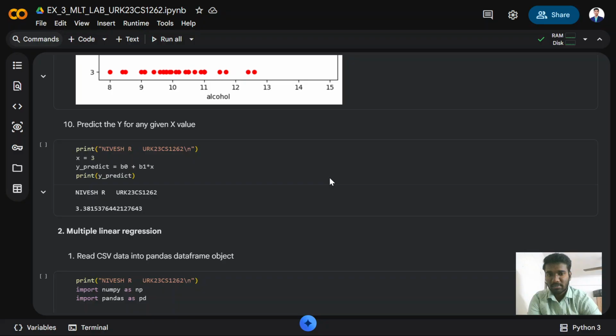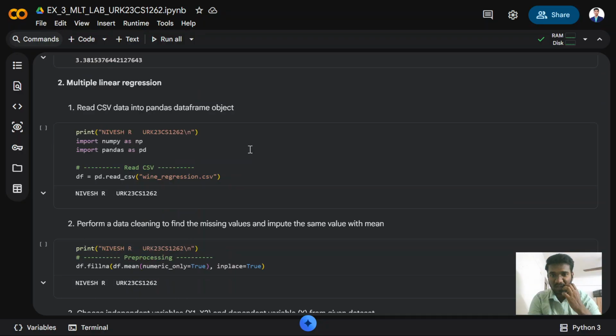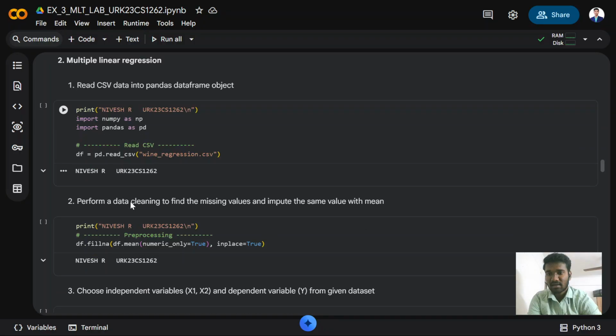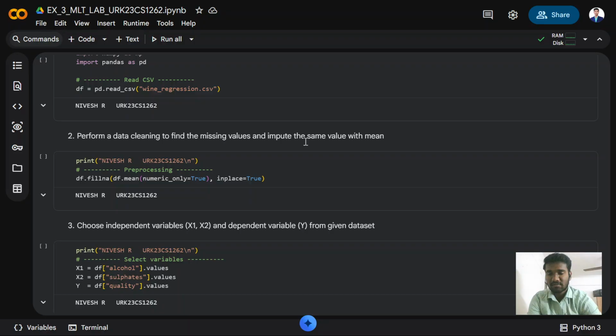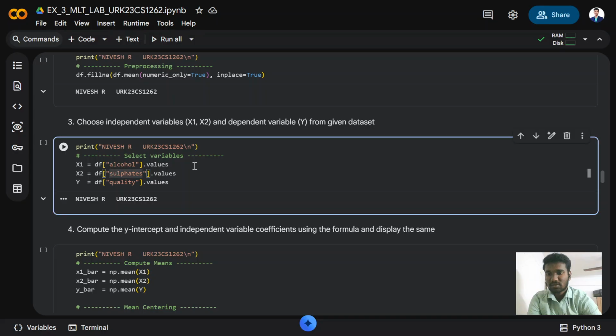Next, we are seeing multilinear regression. Multilinear regression uses more than one independent variable. In that first question, read CSV file. Same, we are loading the data set and the required dependencies. Next, data cleaning. Data cleaning means missing values are replaced with mean imputation. Then choosing independent and dependent variables. x1 equal to alcohol, x2 sulfates, y is quality.